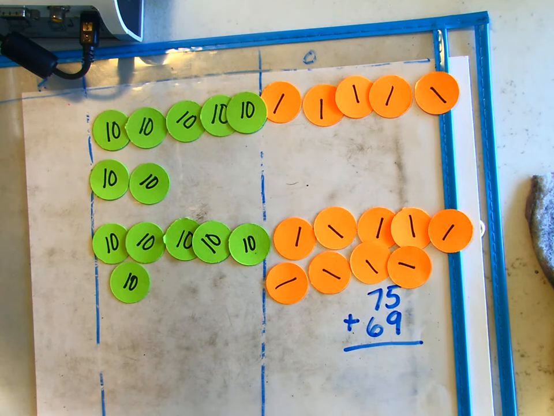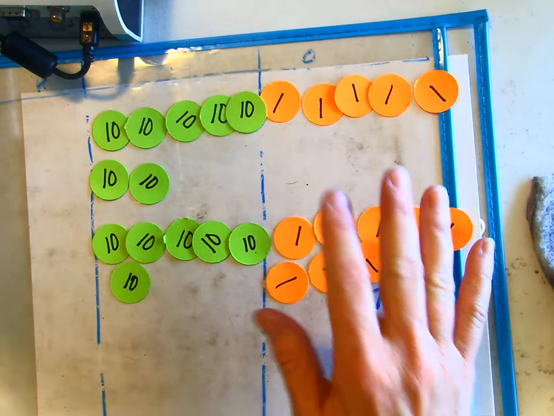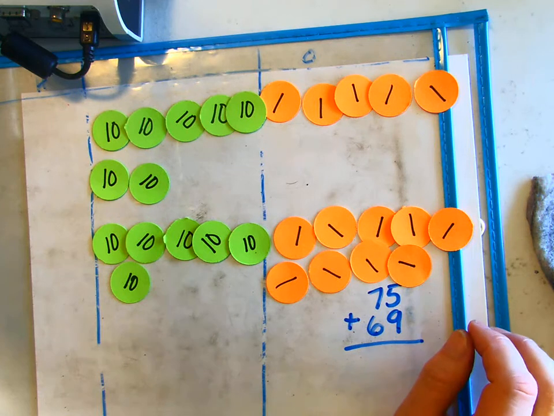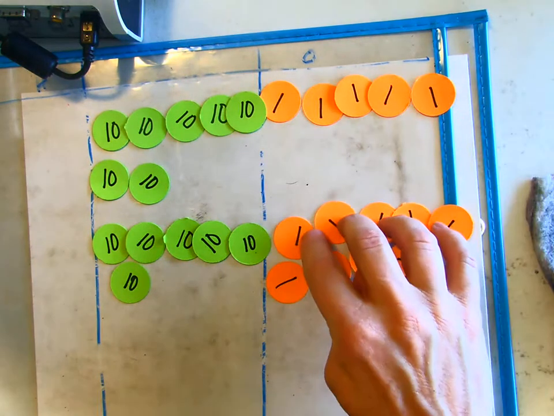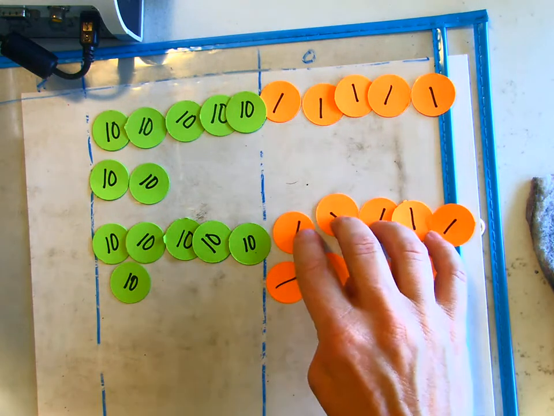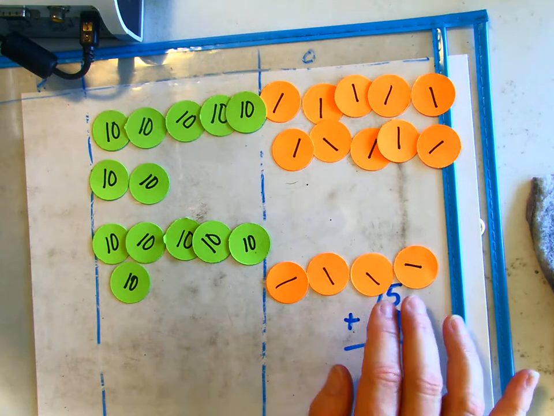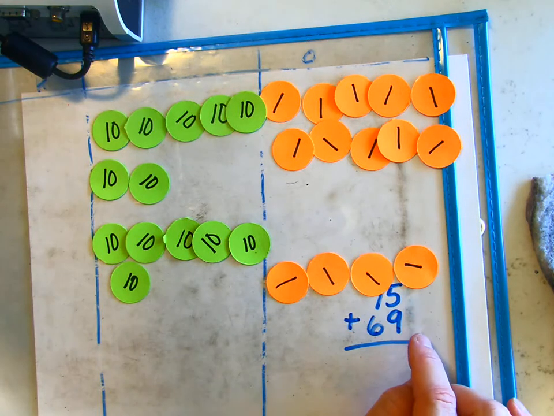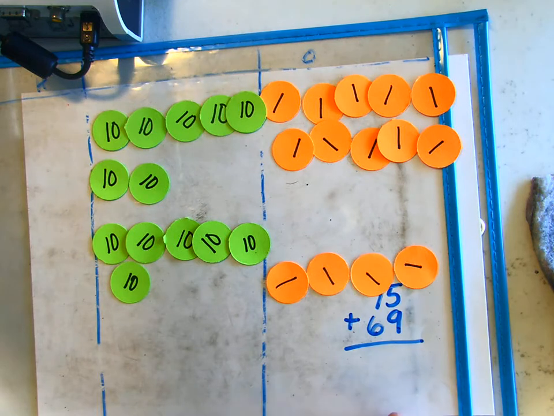Looks like we're going to be composing. We have 9 and we have 5. Are we going to be able to make 10? Absolutely. We just need one of those up there. Or we could move this group of 5 up, right? 5 and 5 are 10. So 5 plus 9 is 10, 4, or 14.